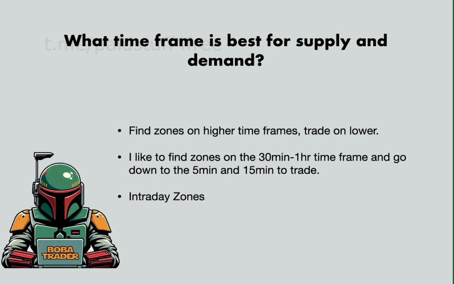So let's talk about time frames. I like to start off finding zones on higher time frames and then trade on lower. Since I'm day trading and I'm usually trading on the 5 to 15 minute time frame, I like to chart my zones on the 30-minute to 1-hour time frame. And of course, the smaller I go on the time frames, I will adjust the zones. And when I'm looking for intraday zones, new zones that are being formed during the market, I like to look on the 5-minute, like one of the examples we saw before, just to get a more detailed view of where the zone is.